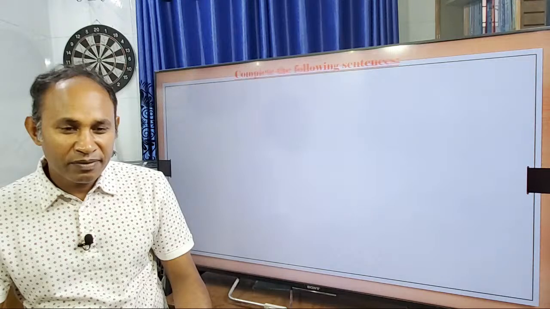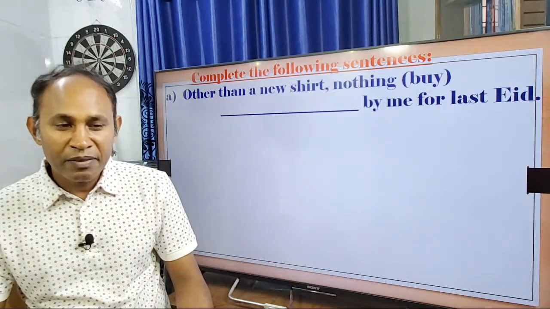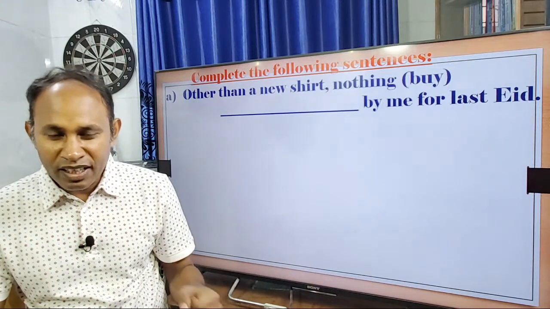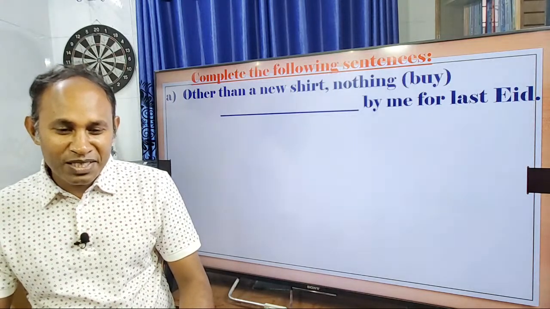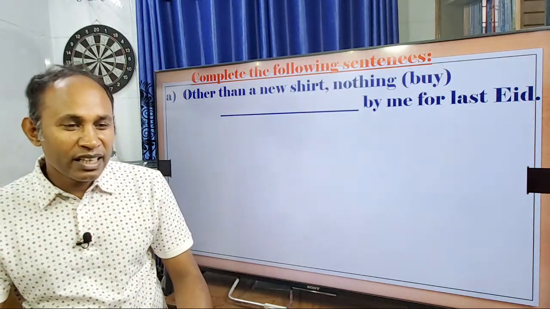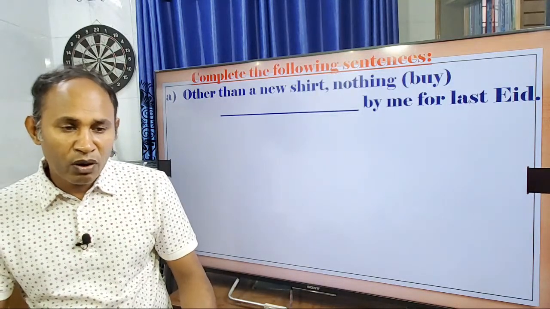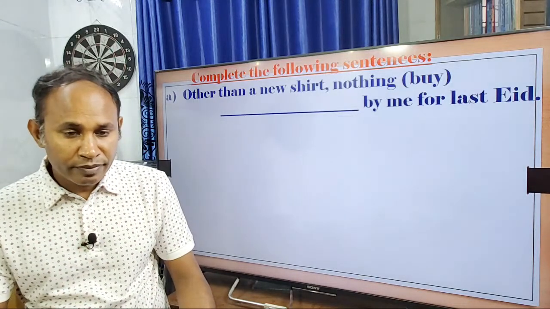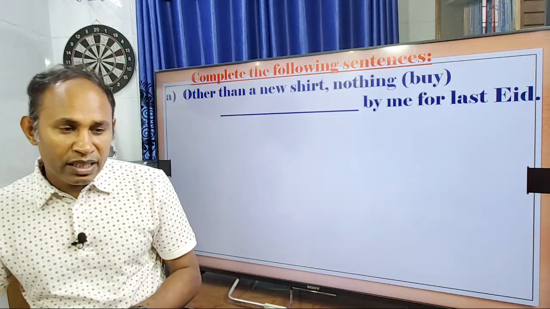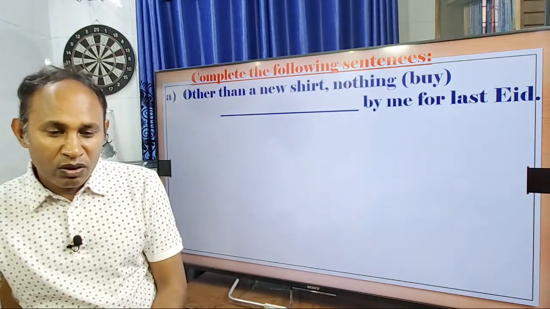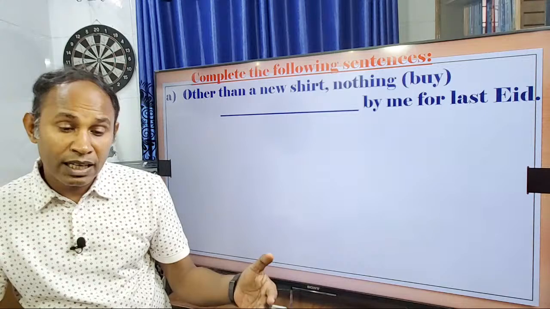Okay. So the next question, dear. We are very close to the end of the test. So other than a new shirt, nothing buy me for last Eid. So these slides are very new for you, and you have to be very careful about writing the answer. And if you do not make any mistake, I think you will win today. One thing you will have to be careful about always is the active and passive form of the verb. And I think you're careful enough, because almost all of you have written down the correct answer so far. Inshallah, you will do better. Other than a new shirt, nothing dash by me for last Eid.